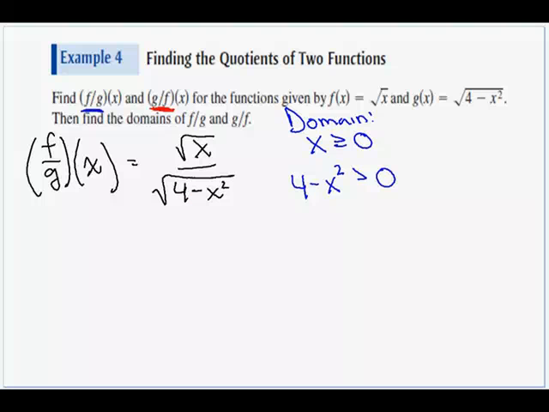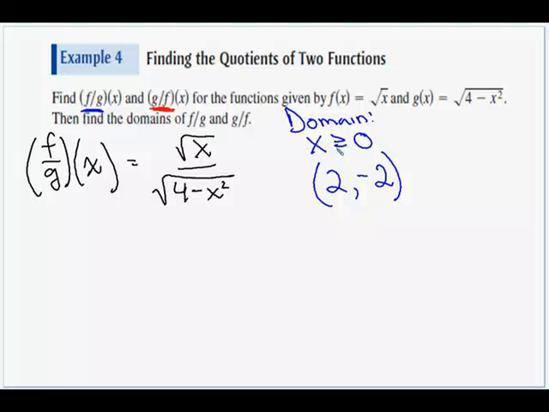So if we solve this, we add x squared to both sides. 4 must be greater than x squared. Then we take the square root of each side, plus and minus 2 greater than x. That's just telling us x has to be between 2 and negative 2. So x must be between 2 and negative 2. I'm using parentheses, remember, because I don't want the actual value of 2 or negative 2 in there, because that would make our denominator equal to 0.